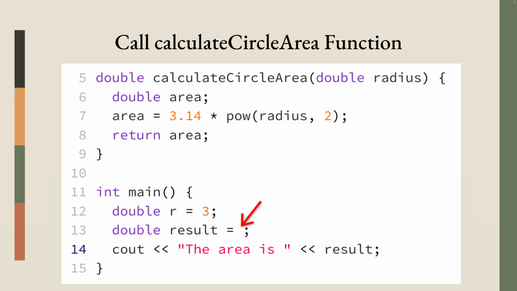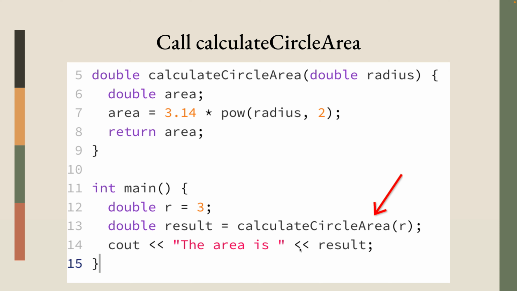The area equals, result equals calculate circle area, and then R in parentheses. Yeah. So two things. Why do we not have to put double radius here as well? But it's already defined in the function. Yeah. So when calculate circle area is called, this first parameter radius is just going to be equal to this value. And what's the value of R?